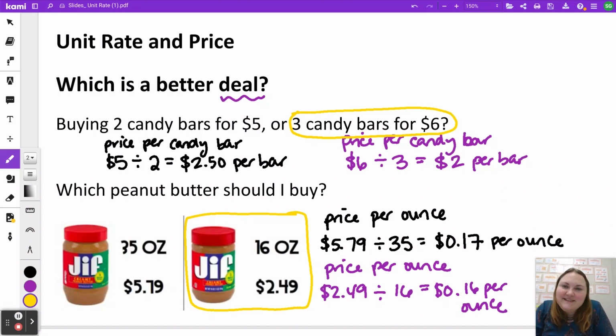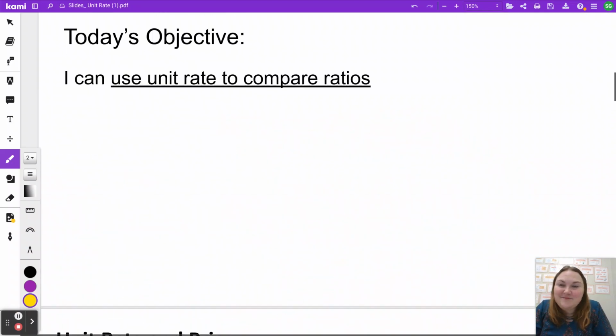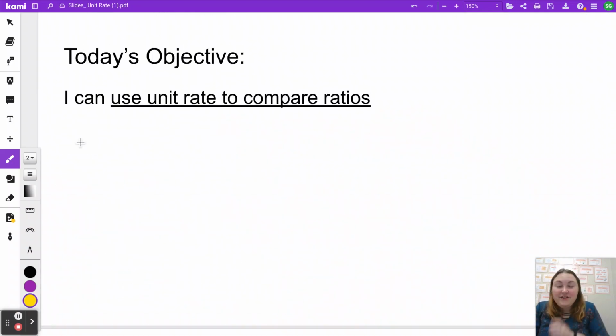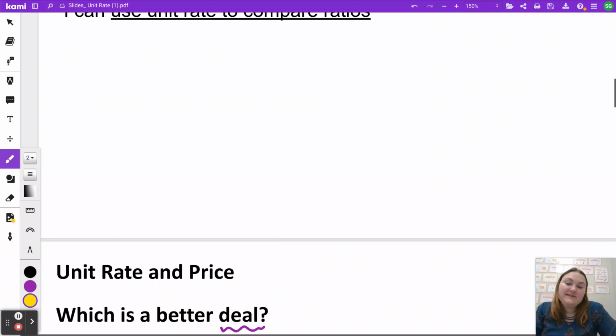And we are going to define that in a moment. But what I want us to do is really focus in on what this lesson is all about. So I'm going to take us back here. The focus of this lesson is going to be how we can use this thing called unit rate to help us compare, specifically to compare ratios. This lesson is building on what we learned yesterday about ratios.